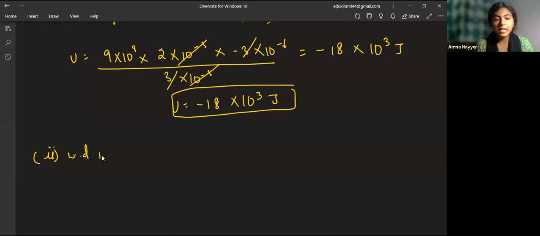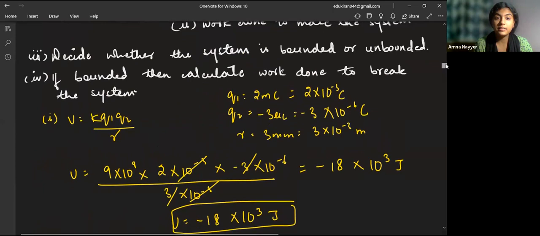To make the system, this is the potential energy only, because it was the work done only that got stored in the form of potential energy. So this will be -18 into 10 to the power 3 joules only. Fine. Now come to the third part. The third part is important and it is different.